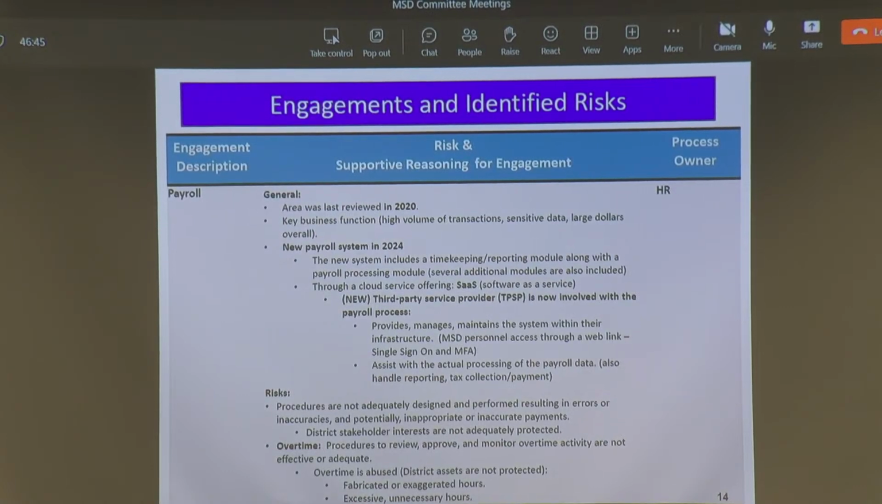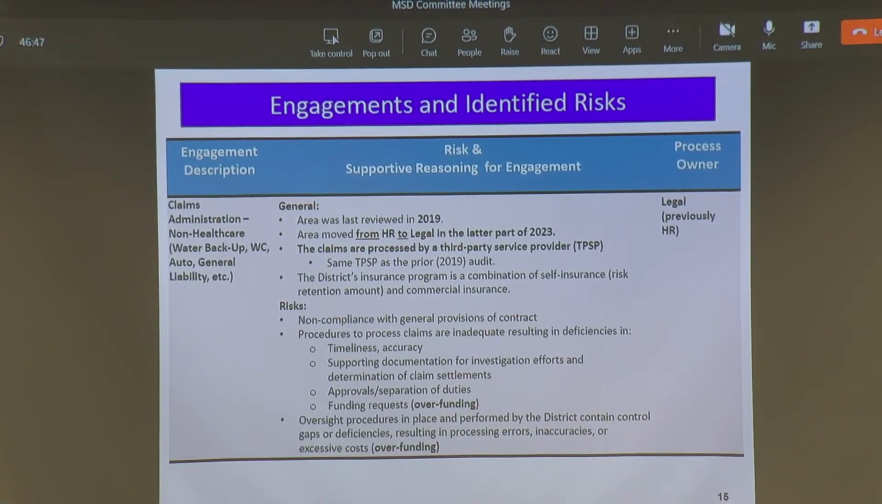Next area is claims administration. That is under legal now. Previously, it wasn't under HR. This relates to non-healthcare claims, so we're talking water backup, workman's comp, auto, general liability, et cetera. Last time we looked at this area was in 19. The claims are processed by a third-party service provider.